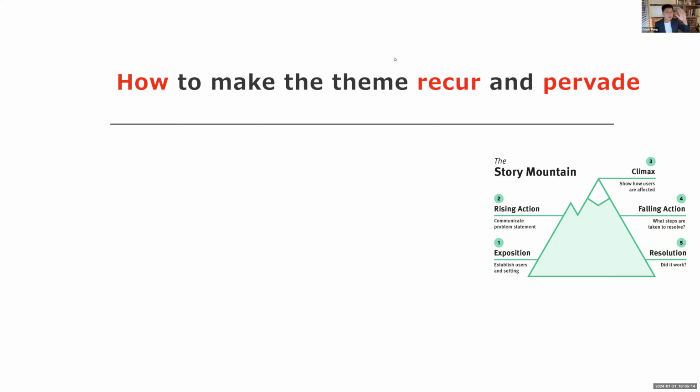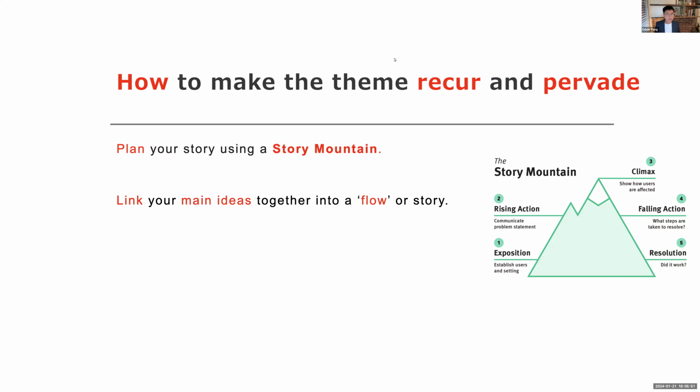So if you follow this very simple arc or mountain of a story, you will find that you know which parts you can insert the theme in and which parts you can connect the theme and the picture to. So let's take a look. How do I make the theme recur and pervade? First, I start by planning my story. So in the case of something that was lost, I will use that theme in a moment to demonstrate to you how I plan my story in my head in 1 or 2 minutes, very quickly, without too much detail, with just the main ideas. Then after I plan the story, I'll start to link my main ideas together, right?